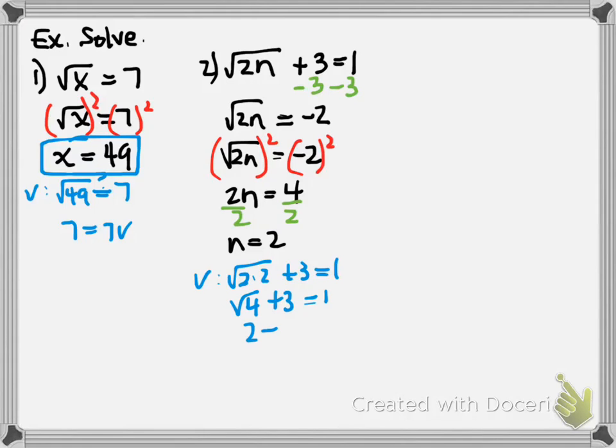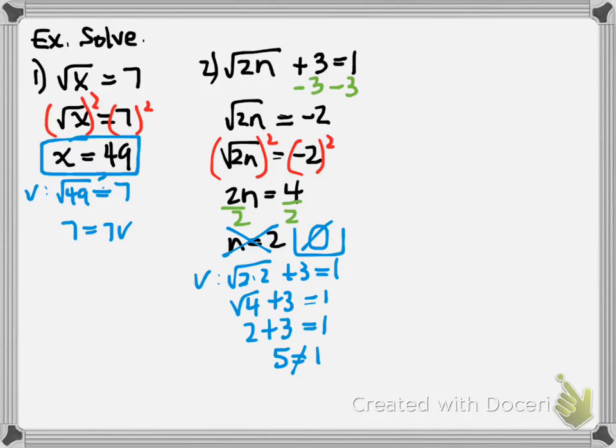And the square root of 4 is 2. And 2 plus 3 is 5. And 5, whoa, doesn't equal 1. Because 5 doesn't equal 1, what that tells me is that n can't equal 2. And that's the only value we could come up with for n. So what we write is no solution.